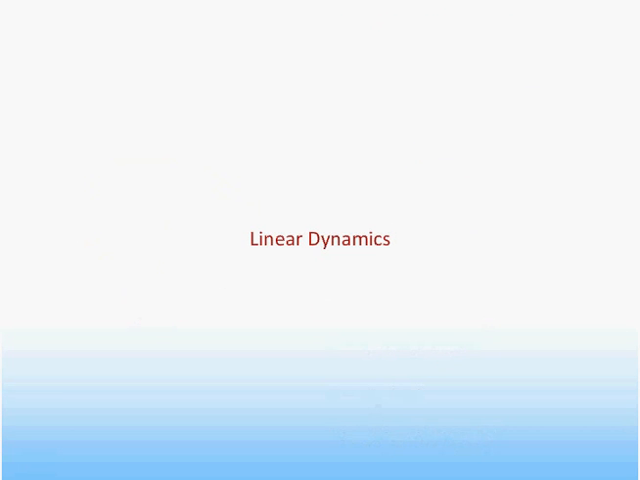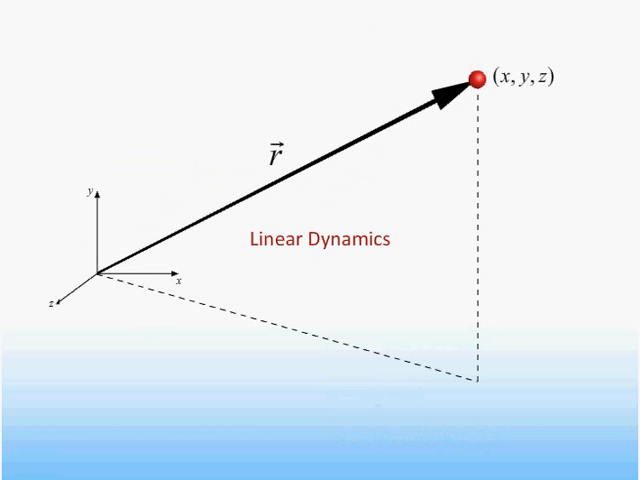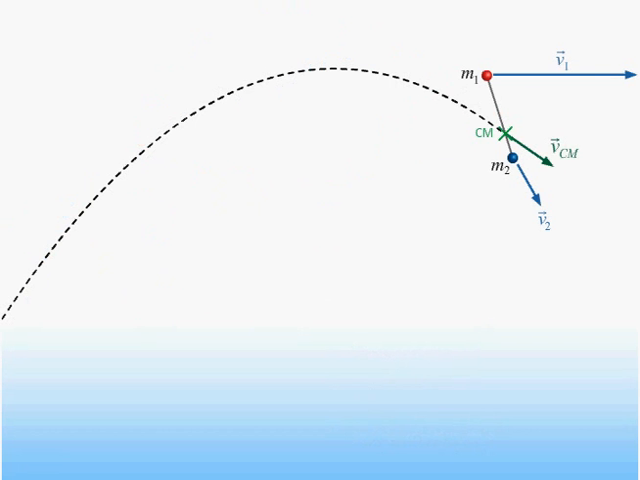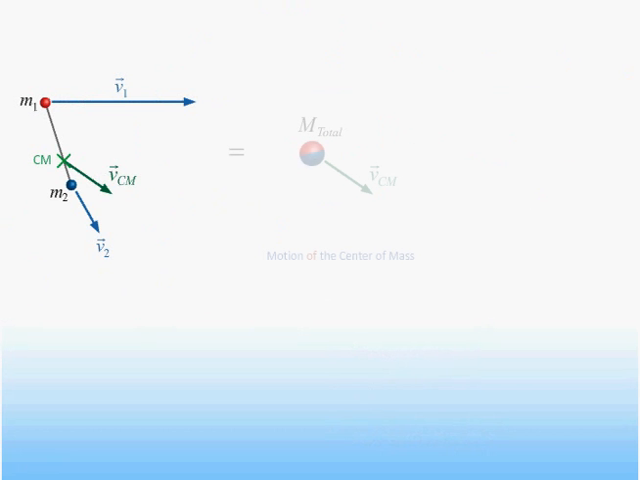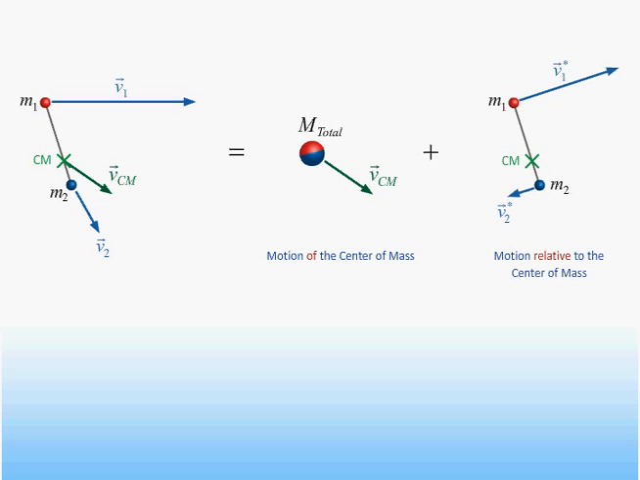Until now, our studies of dynamics have been restricted to linear motion of objects described in a Cartesian coordinate system, x, y, and z. In our recent discussions of systems of particles, though, we have discovered that the motion can be described as having two components. One, the motion of the center of mass, and two, the motion relative to the center of mass.